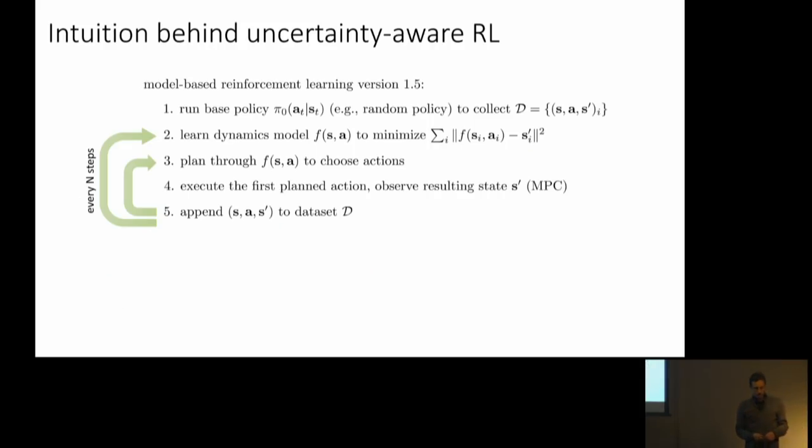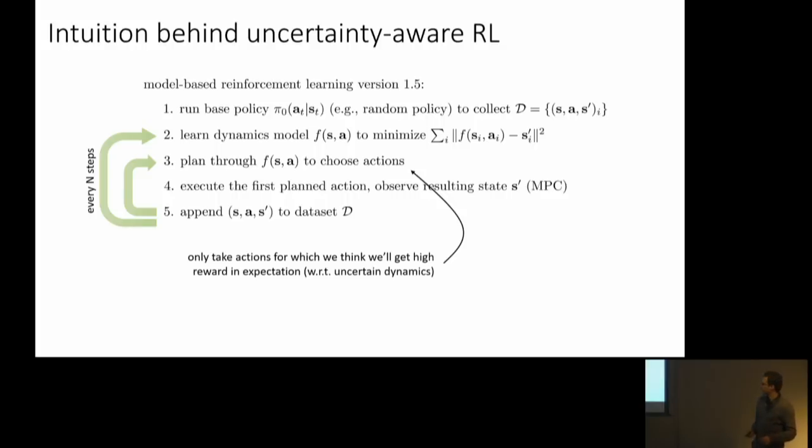So essentially, the intuition behind this problem and the solution of using uncertainty is that you're going to cause step 3 to only take actions for which we'll get high reward in expectation, rather than simply having a high reward for the mean. And this expectation is going to be with respect to our uncertainty about the dynamics.